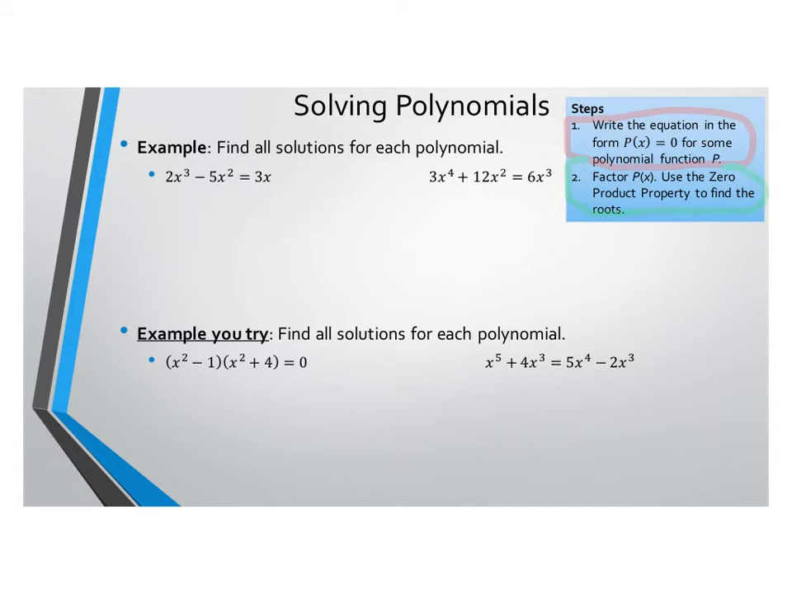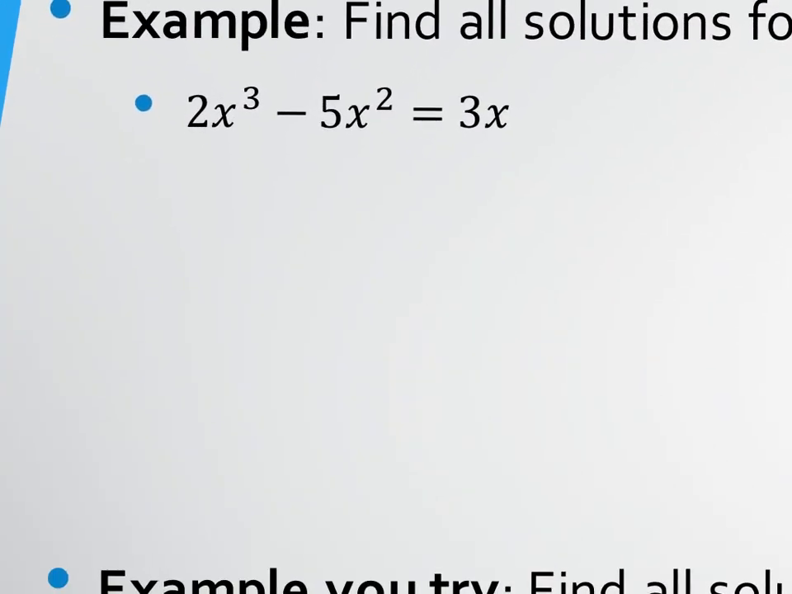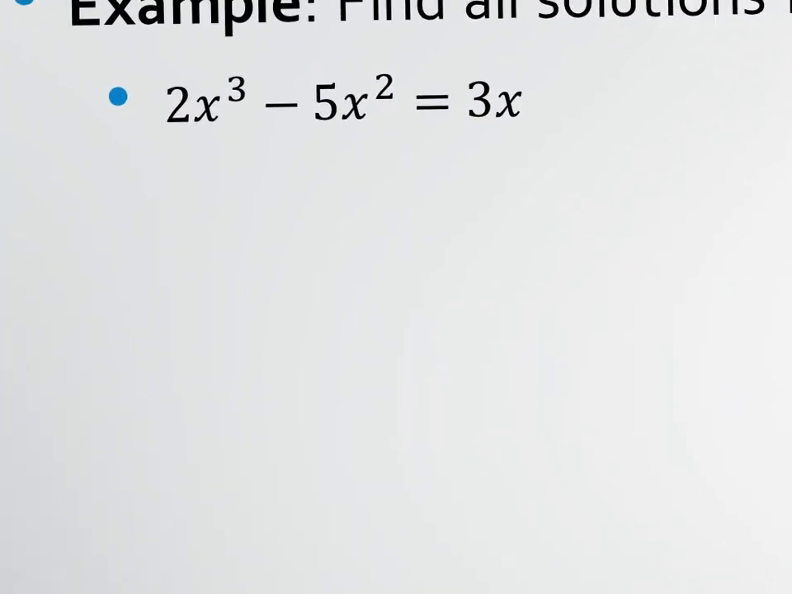So let's look at our first example. Remember what we want to do is we want to have it equal to 0. So we're going to have to subtract that 3x to the left-hand side. When we do so, we have 2x cubed minus 5x squared minus 3x equals 0. Now we have to ask ourselves, well, how are we going to factor it? Hopefully you recognize that you can factor out an x. All three terms have an x in common. So when we do so, we have x times 2x squared minus 5x minus 3 equals 0.